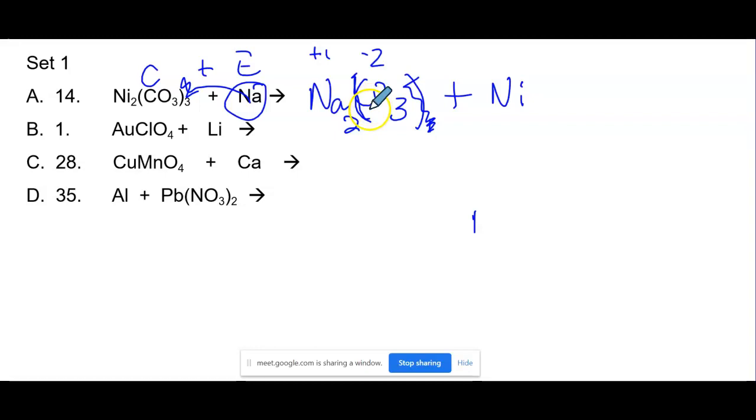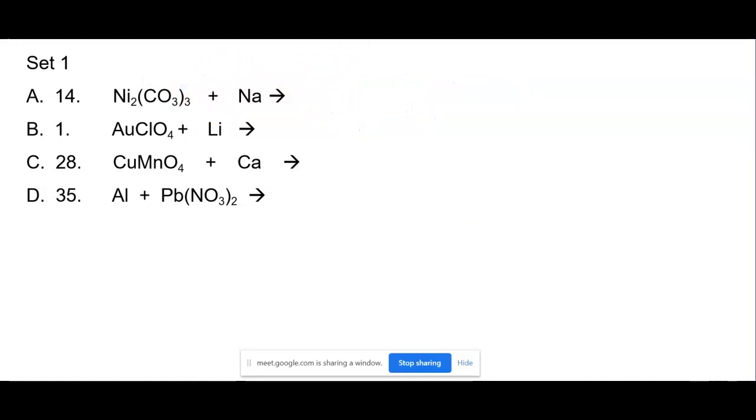So we're going to start with CO3. Let me clean this up so it's easier, and then we'll balance it. Actually, let me do it this way. So then we had Na2CO3 plus Ni, right? That's what we had after we had out.